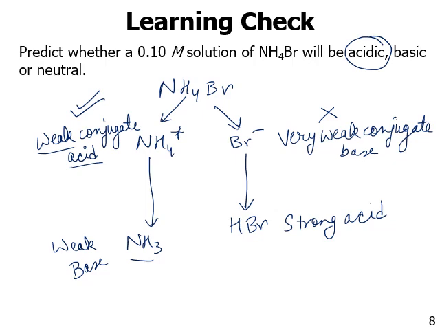This is a very weak conjugate base. If they are producing anything, they are always going to be weak. Strong acids and strong bases are only those 6 of each that you have memorized previously.